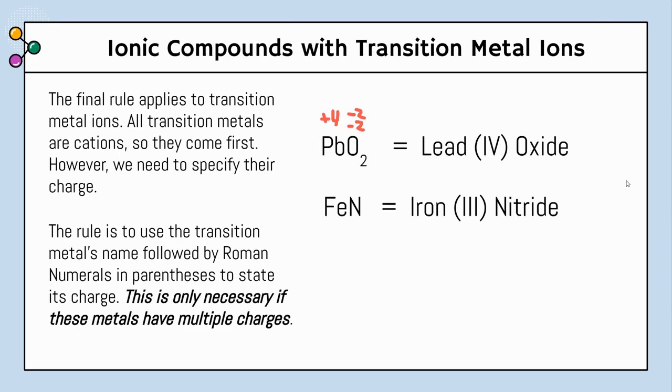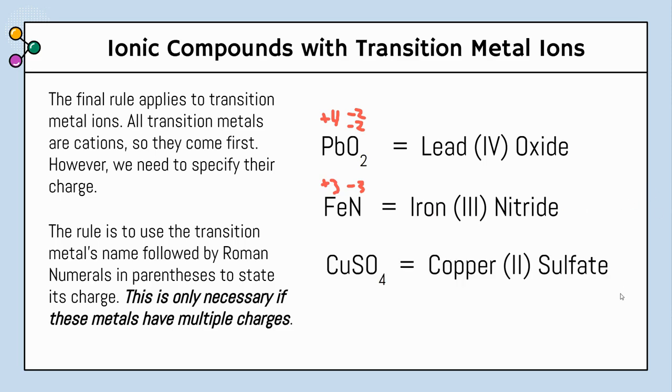If we look at, say, something like iron and nitride, iron has two possible charge states, 2 and 3. If we look at nitrogen's -3, we can see the only thing that works here is a +3 to balance it out. So this is iron(III) nitride. For copper and sulfate, copper has two options, a +1 or a +2. If we look at sulfate, sulfate has a -2. So the only thing that works here, again, is copper having a +2 charge to balance. So we have copper(II) sulfate.